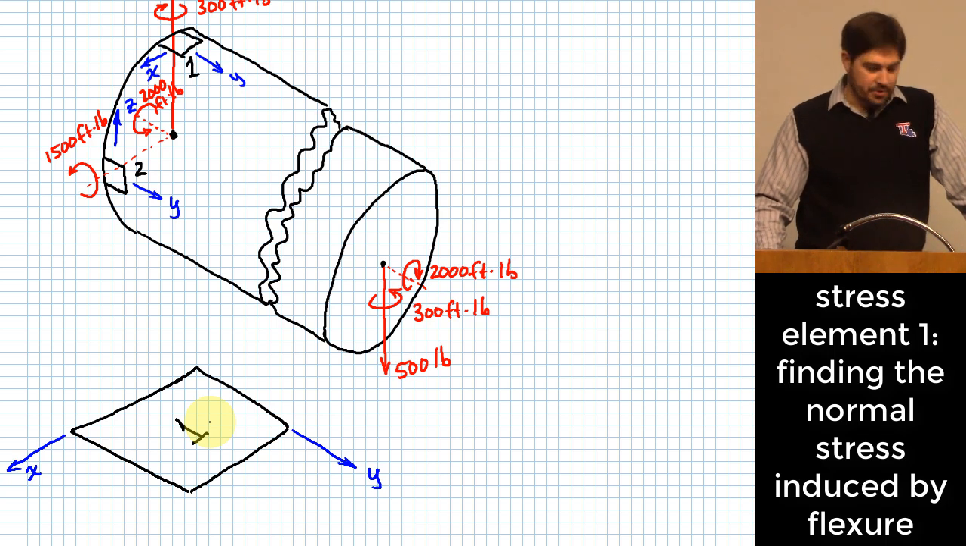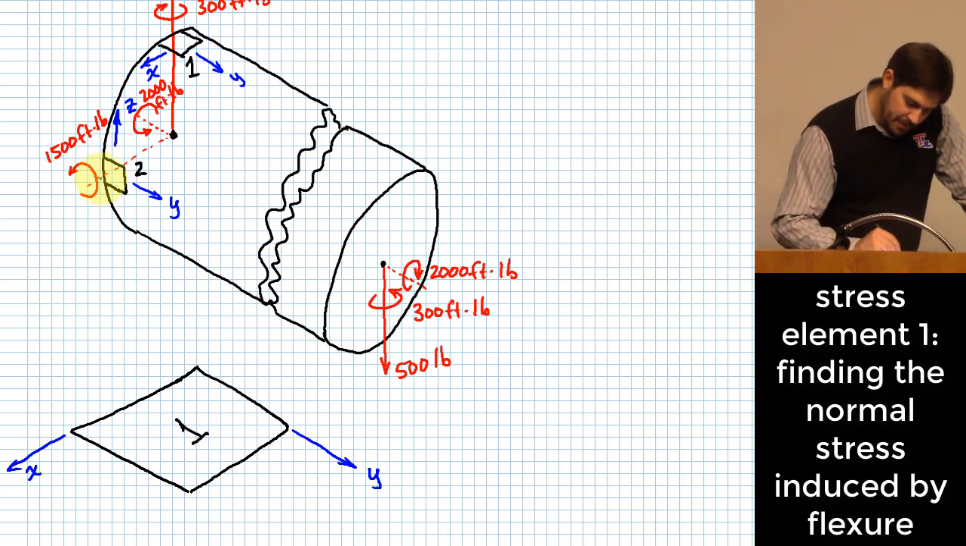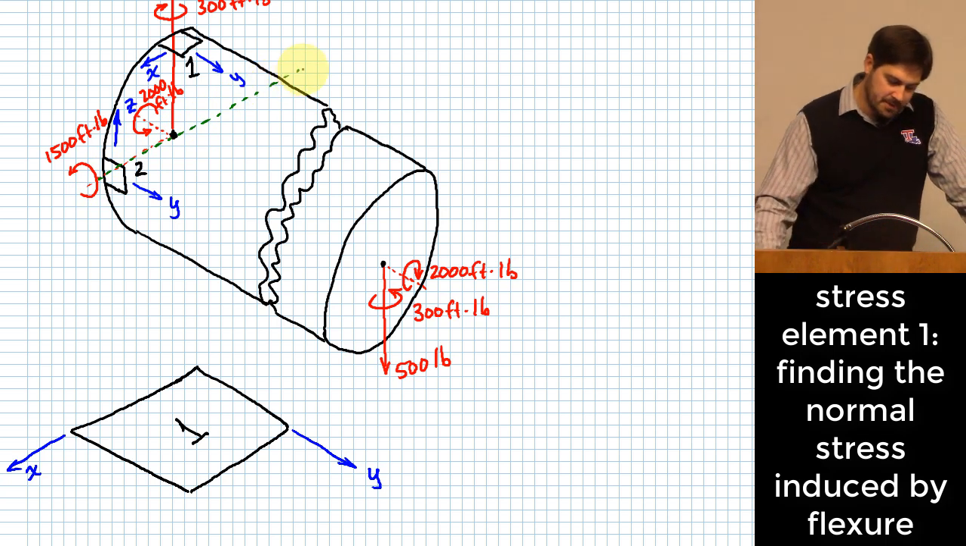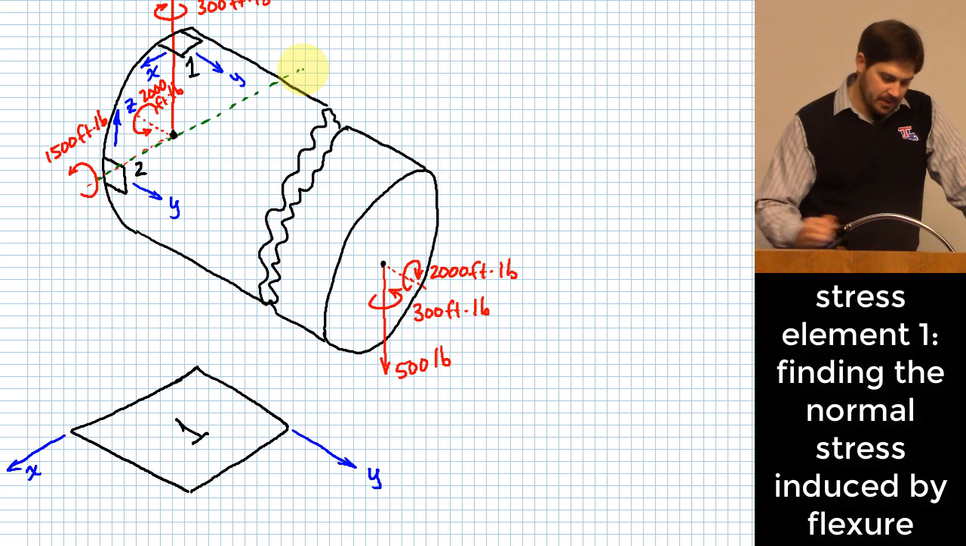If I did have a flexural effect in patch 1, what would the neutral axis be for patch 1? What would the neutral axis be for that flexural effect? Okay. It would be the x-axis, right? That would be the neutral axis. And then what moment effect would actually create the flexural stress in patch 1?